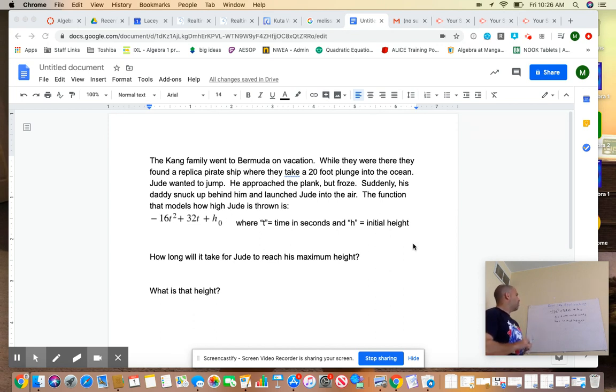All right, so let's take a second to see what's going on here. I want to remind you that I can't draw, but I'll do it anyway. So here we go. Here's the water. Here's our little pirate ship. This is my pirate ship, do not judge. Here's the plank. Here's Jude hanging out, loving life. He's seeing the water, he's thinking about jumping in, but he's hesitating.